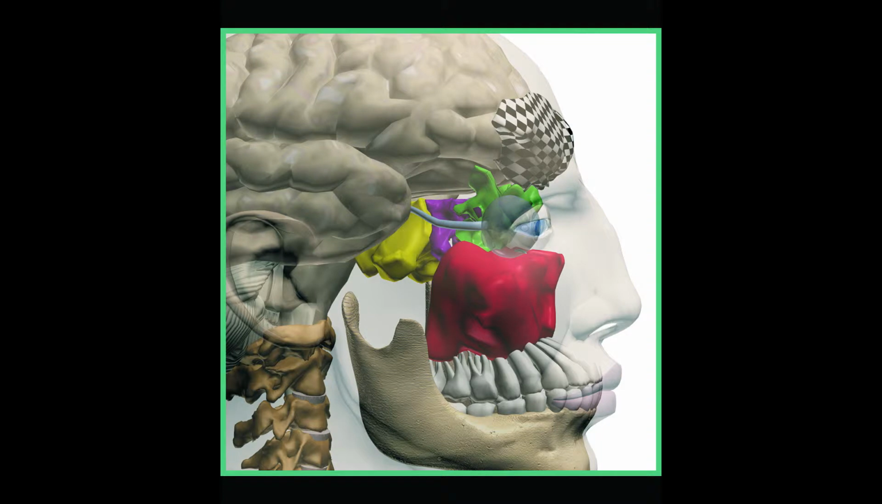The sinuses are air spaces within bone. There are several groups of sinuses. A close-up of the main computer model is seen from the side view. The frontal sinus is black checks, the maxillary sinus is red, the anterior ethmoid sinuses are green, the posterior ethmoid sinuses are purple, and the sphenoid sinus is yellow.